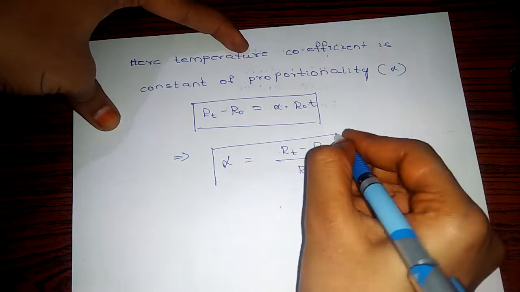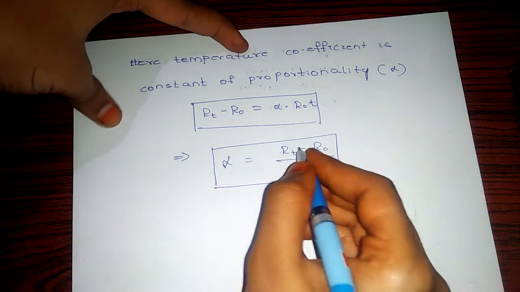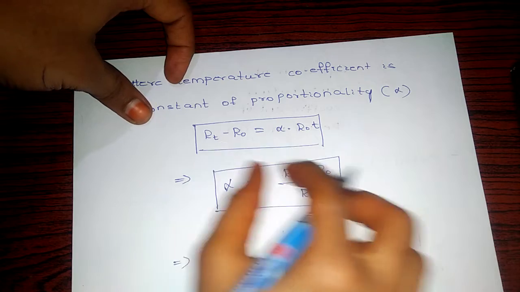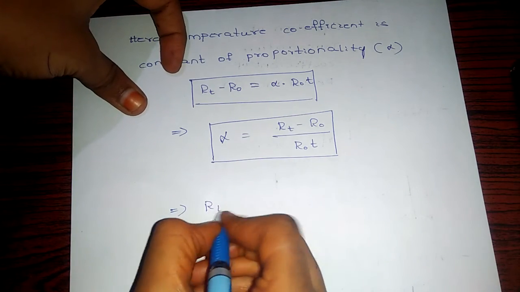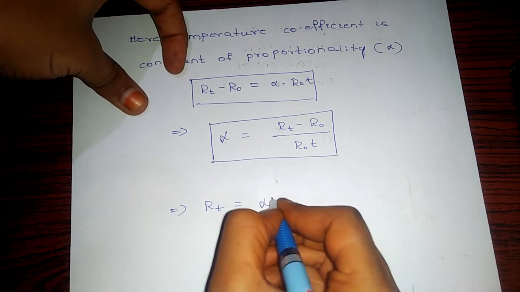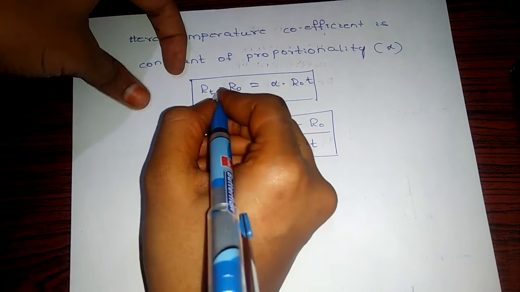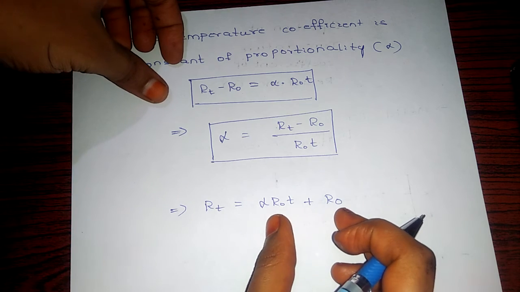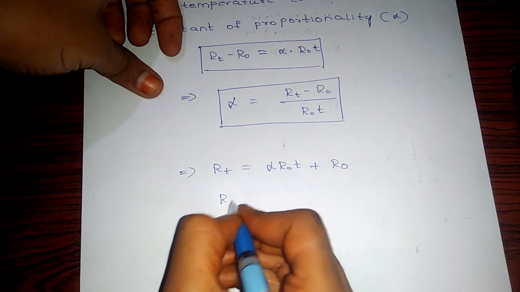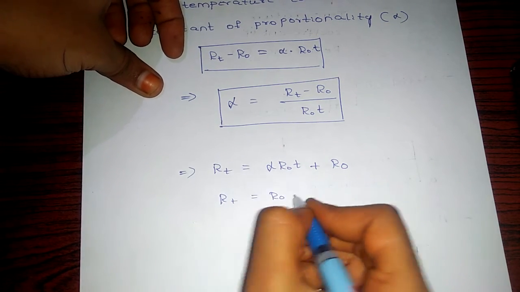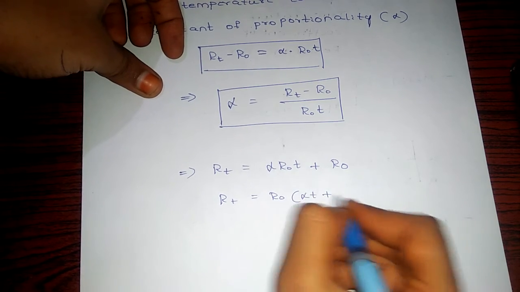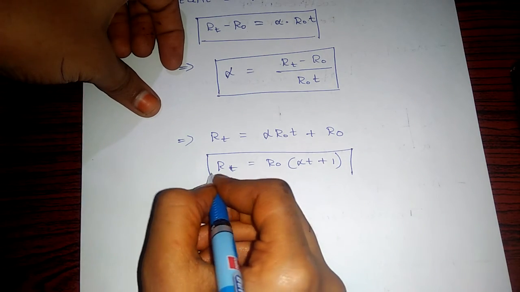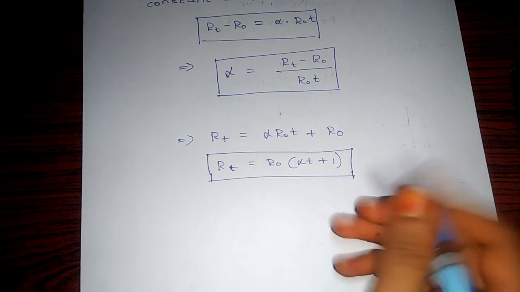Then if you want to know RT, send the minus R naught to the other side. So RT is equal to alpha R naught T plus R naught. In both terms R naught is common, so taking it out, RT is equal to R naught times (1 plus alpha T). This is the final resistance.